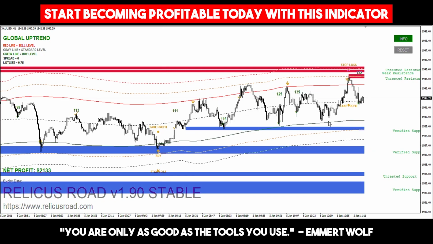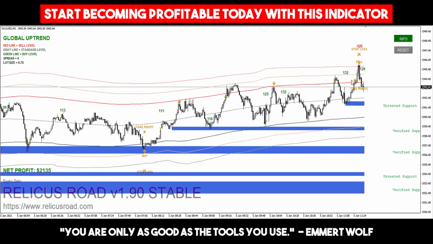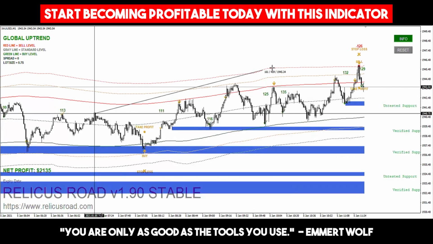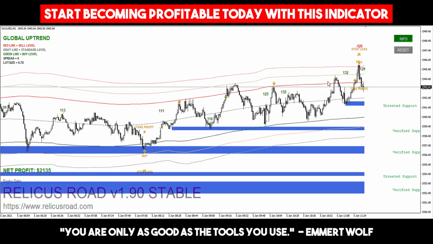Like up down, up down, up down. Okay, let's move it. All right, we got another signal, but you don't have to take the signal like this, right? What you could do is draw your own trend lines. You can understand that this is psychology, right?